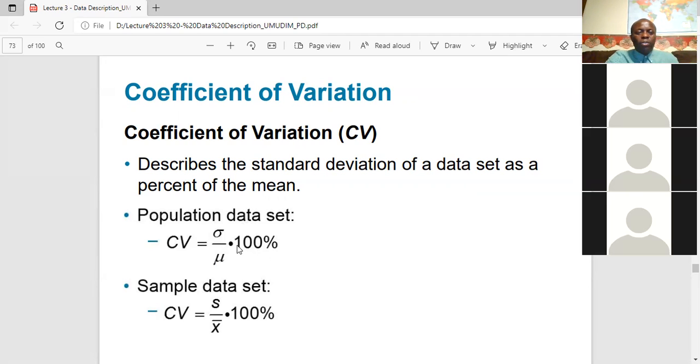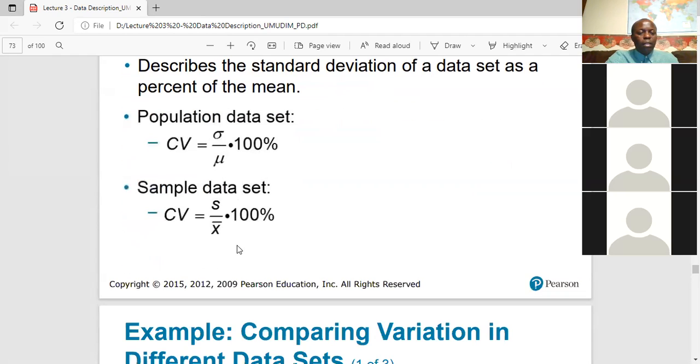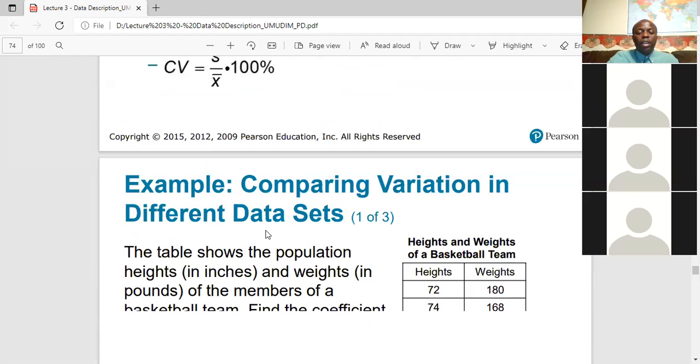Stockbrokers use this a lot to compare stocks versus the indexes. So the formula is this: standard deviation divided by mean times 100%. That's it for the population. If you're using the sample, which is what we'll be using most of the time, you're going to have the standard deviation divided by the mean times 100%. Now let's look at it here.